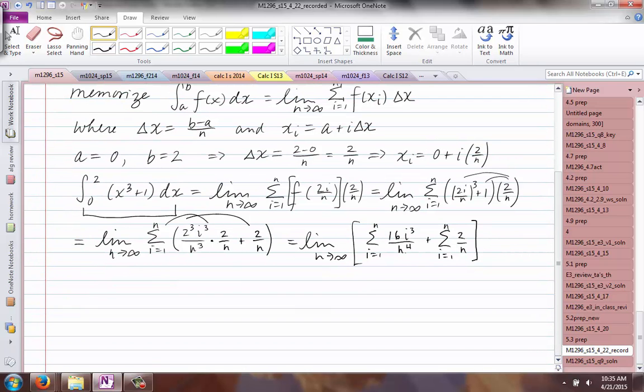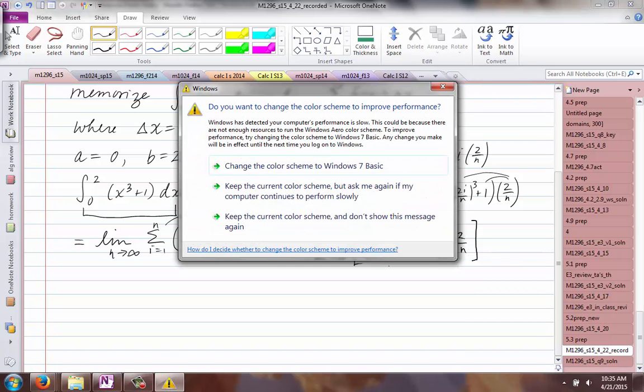So now I should start to be able to see what I have with regards to the sum of a constant, sum of a constant times i squared, or i cubed. So usually there's a constant part in here. With the first term you have 16 over n to the fourth, which does not depend on the sum.